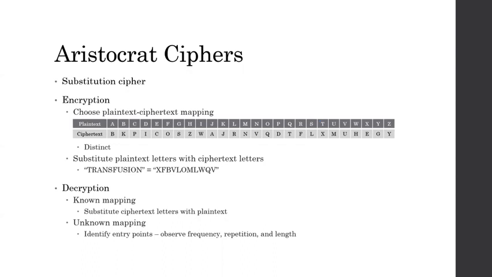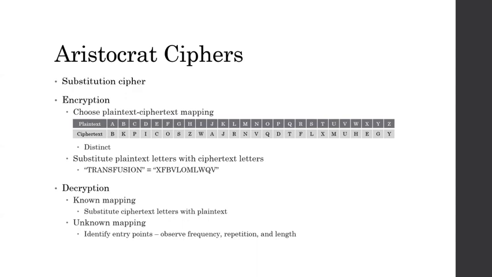So now for decryption, once again, as I've said every single class, there are two cases: you have known mappings or you have unknown mappings. So for known mappings, as usual, you just substitute ciphertext letters with plaintext by looking back at this table. And for unknown mappings, it requires a little bit more nuance and technique. It's not complicated, but it requires some practice to be able to do it efficiently and effectively.